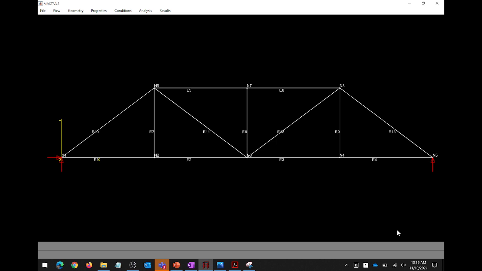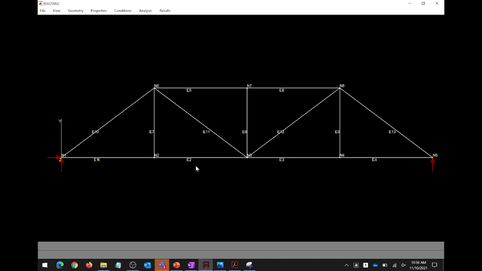Okay, now let me ask you this. For this truss, is the road down here or is the road up here? It's on the bottom, right? So what that means is I need to do an analysis with the load right here, an analysis with the load right here, and an analysis with the load right here. So I need to do 3 separate analyses.